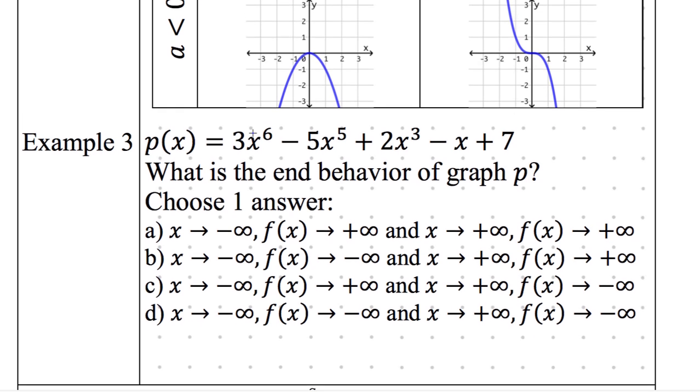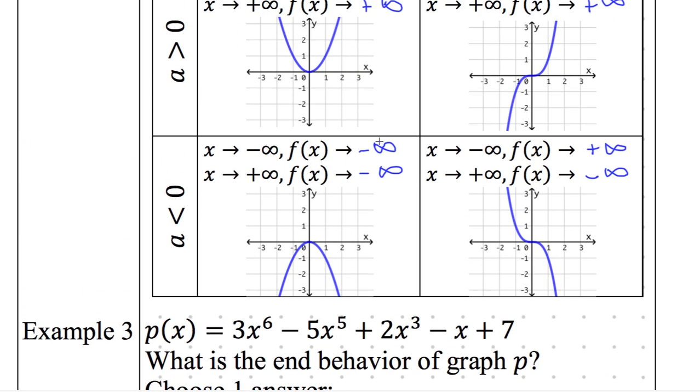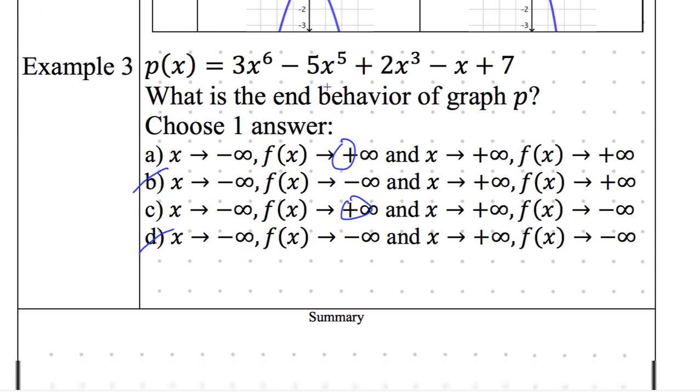I'll get the XP at the very end. If it's a positive even, as I go to the left, what do I go to? Positive infinity or negative infinity? Positive. So it's not B and it's not D. It needs to be a positive and a positive. As I go to the right, is it positive or negative for a positive even function? Positive. So the correct answer is A.